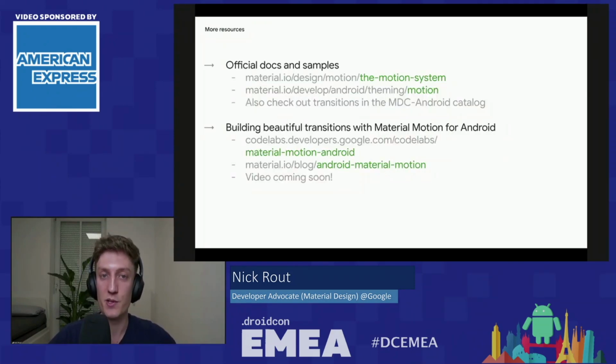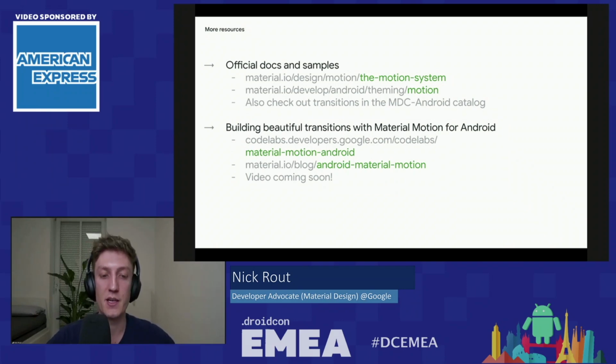Of course, there are some more resources that are available to you. There are official docs and samples on material.io in both the design and develop sections of the website. I would also suggest that you check out the MDC Android catalog app. This is available on the MDC Android GitHub repository. And if you go to catalog/transitions, or just clone that repository and run that on your phone, you can take a look at some of the various options that they have there.